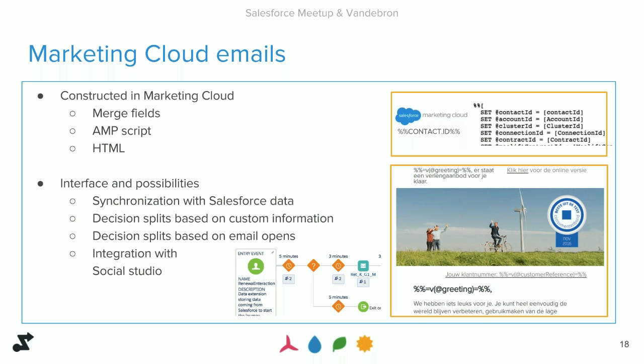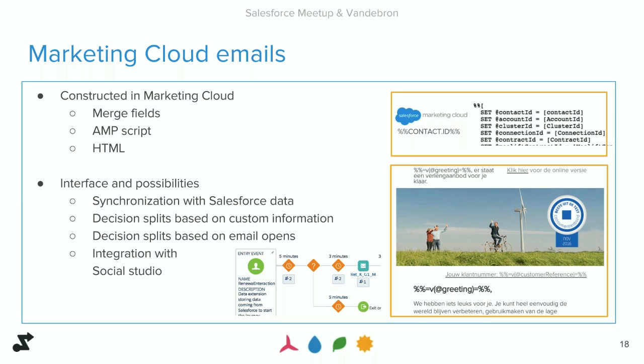As you can see, it's actually quite similar to the one you've previously seen in Salesforce, and that's because it's also an HTML-based email. But for Marketing Cloud, we also make use of AMPscript, which is to declare the different objects there. The interface and possibilities: we use Marketing Cloud because it has a good integration with Salesforce.